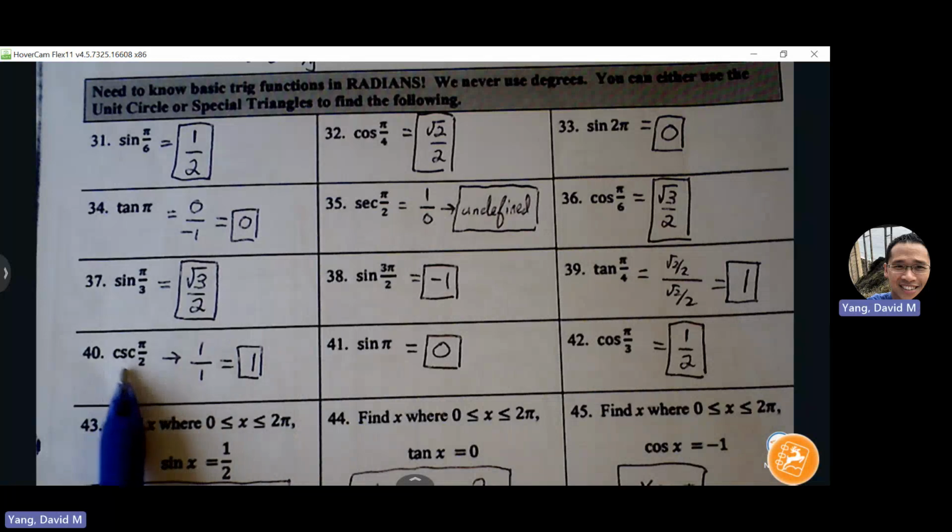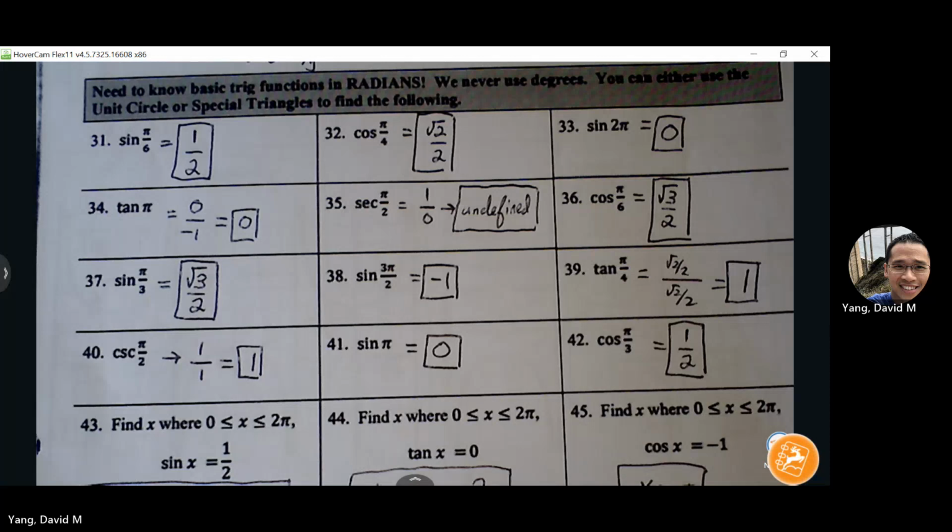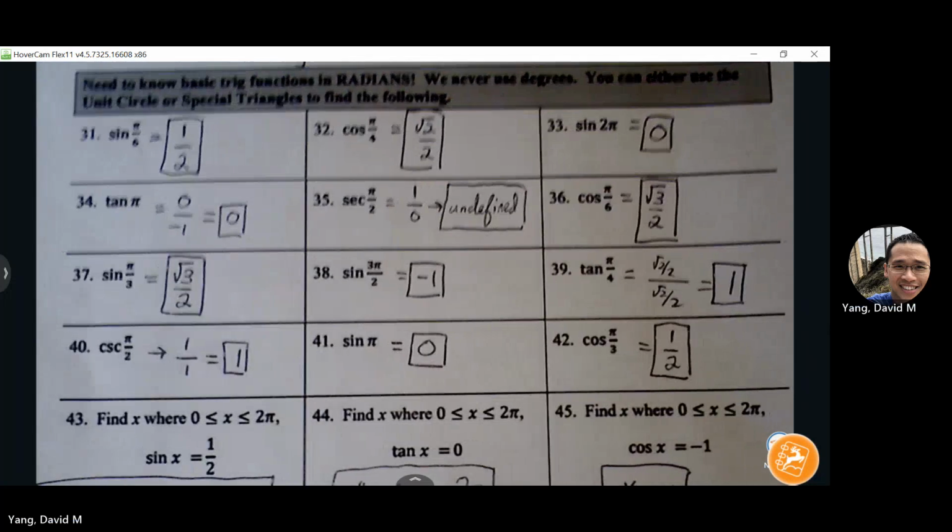Same thing here, cosecant of pi over 2. I like to think in terms of sine to begin with. I know sine of pi over 2 is 1. So if I flip 1, I still get 1. Okay, any questions so far?